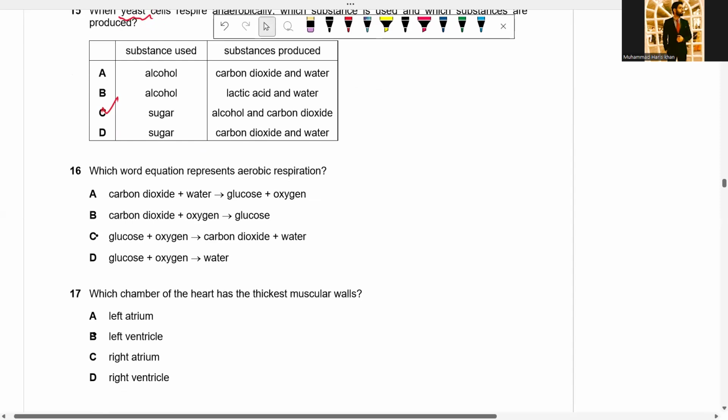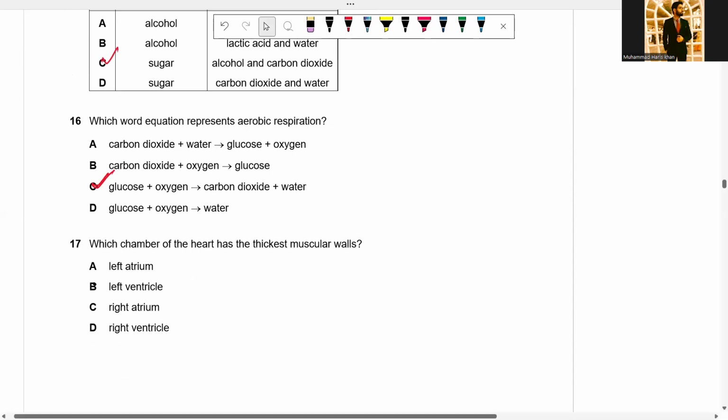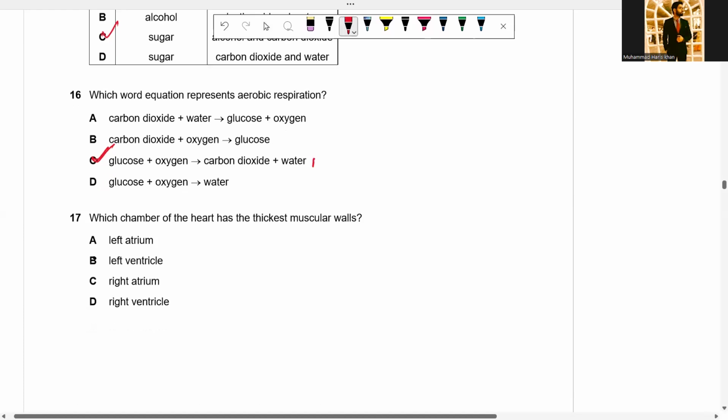Which word equation represents aerobic respiration? In aerobic respiration, glucose and oxygen are utilized to produce carbon dioxide, water, and energy. Adenosine triphosphate energy.